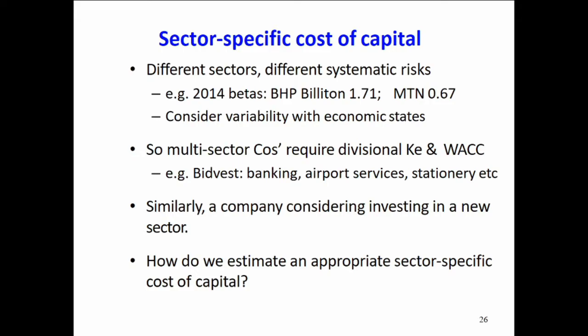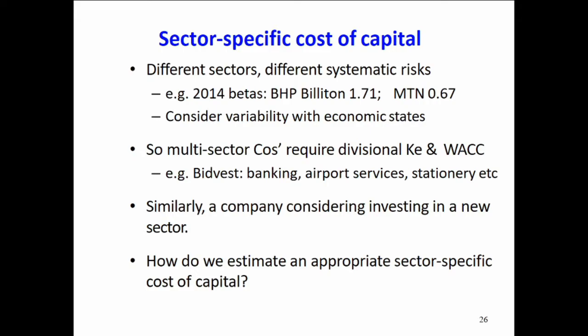So it makes sense that if we have a company that has different divisions or different sectors, these sectors will have different systematic risks. So companies that have more than one sector, in other words, they are multi-sectored, require a cost of equity and WACC to be calculated for each division. So if we think about the company Bidvest, they have various divisions. They have banking divisions, they offer airport services, and also stationery. So each division will require a different cost of equity and WACC, depending on the systematic risk in that sector.